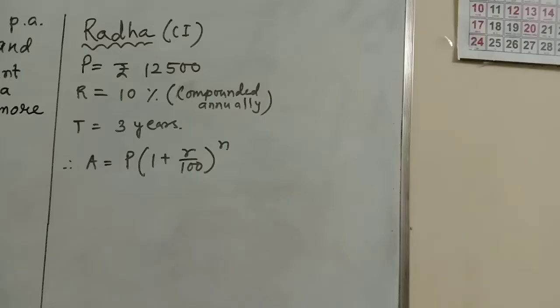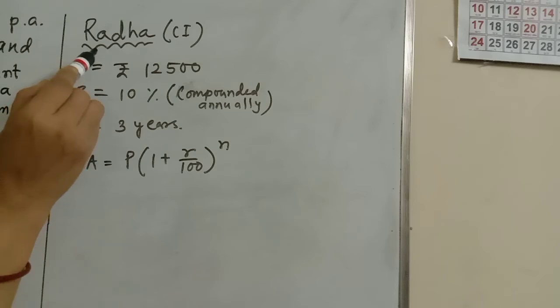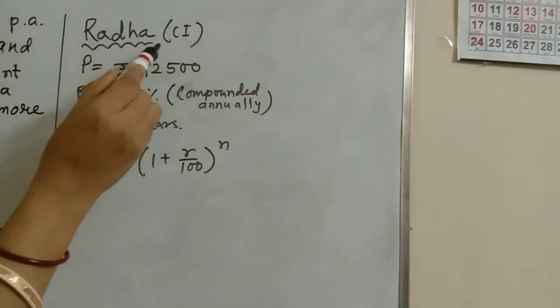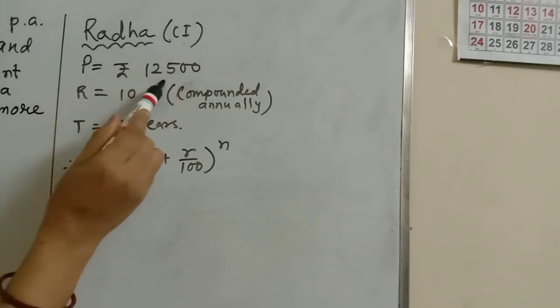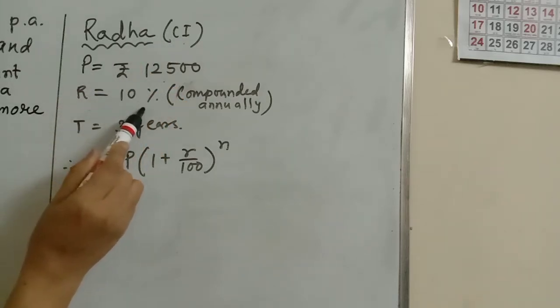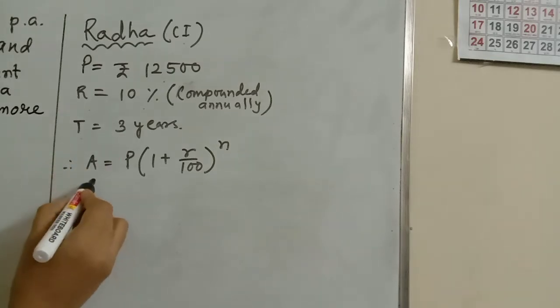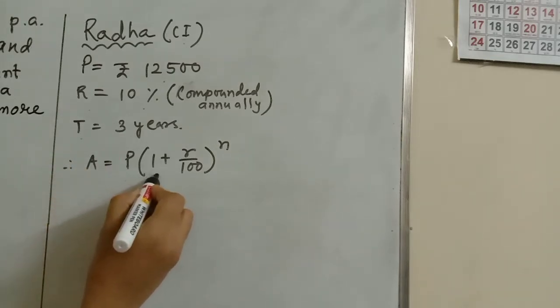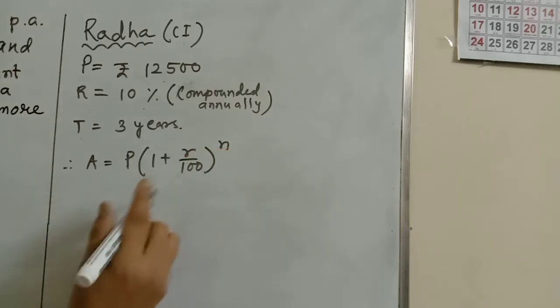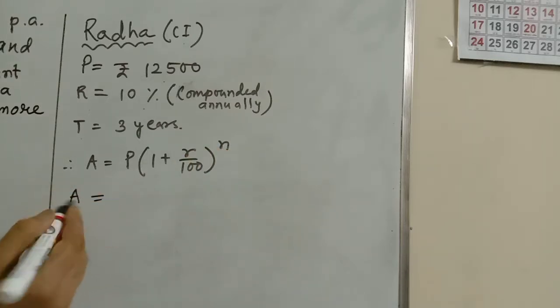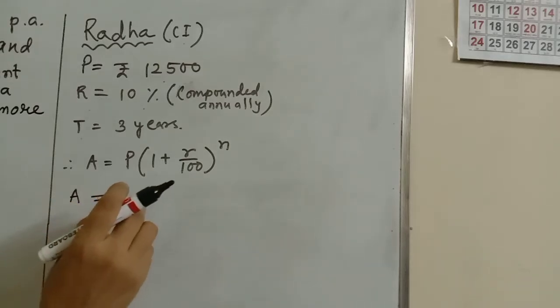Next, now the second part. Radha borrows the money at compound interest: principal 12,500, rate 10%, compounded annually also, time 3 years. Use the formula, amount is equal to P into 1 plus R by 100 whole to the power n. So you are finding the amount here. Afterwards you have to find the compound interest.